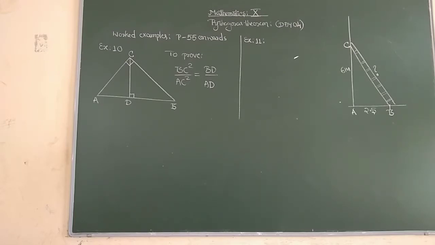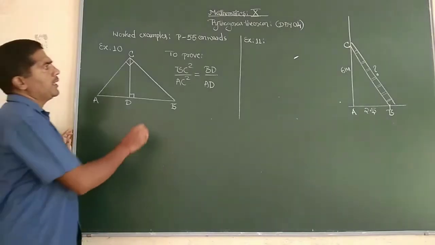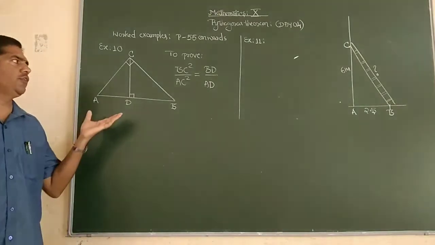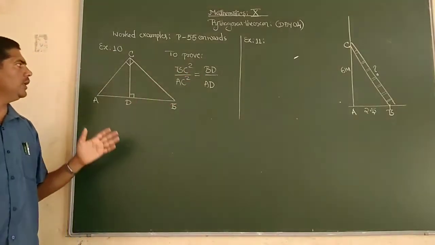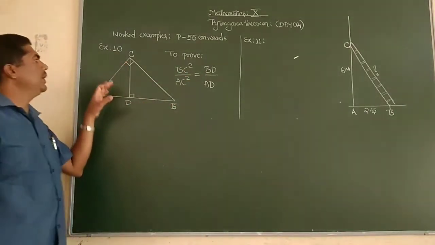In figure 2.48, angle ACB equal to 90 degree, CD is perpendicular to AB. You are supposed to prove that BC square by AC square equal to BD into AD. So here we have the example 10. This is based on Pythagoras theorem. I am supposed to prove this now: BC square by AC square equal to BD by AD. Where is BC? This one. AC is here.